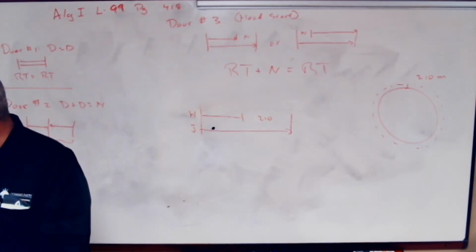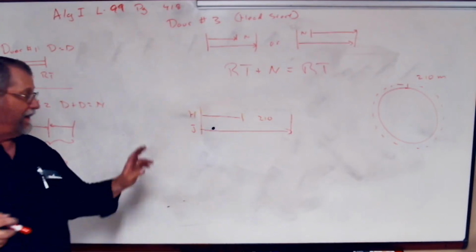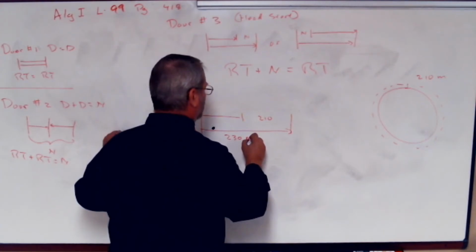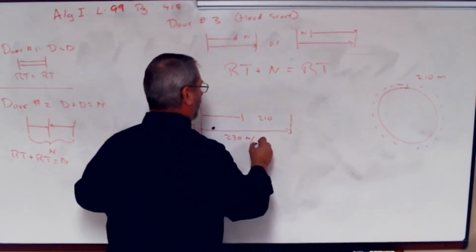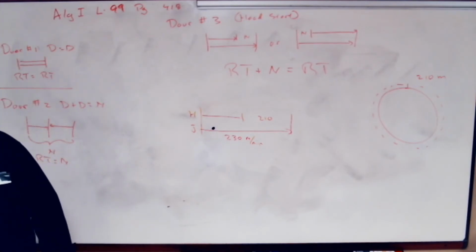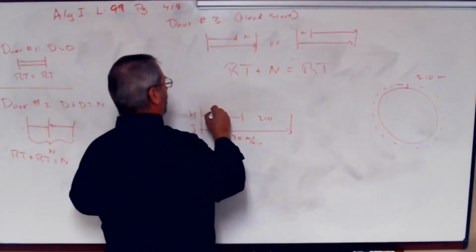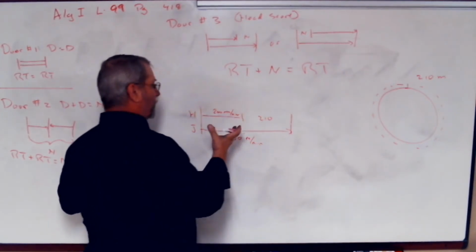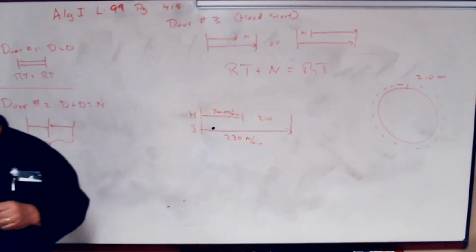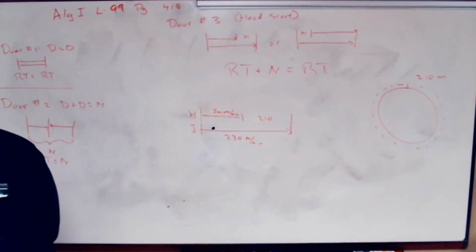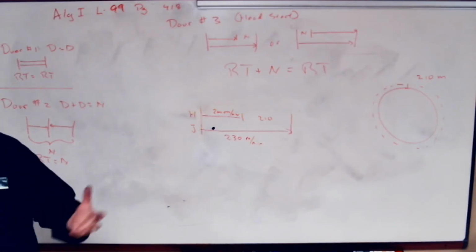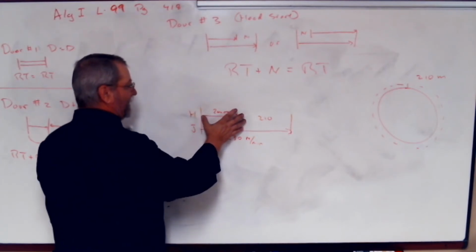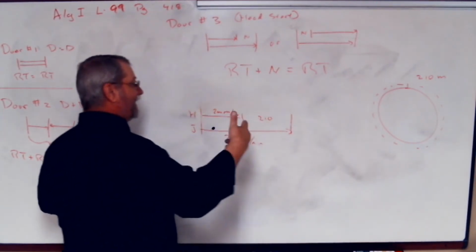Okay, Jeanette's rate is 230 meters per minute. Her rate, 230 meters per minute. And his is only 200 meters per minute. Those are the rates. We want to know how long it is. What's the time? We're looking for time. Now understand, this time and this time are going to be equal.